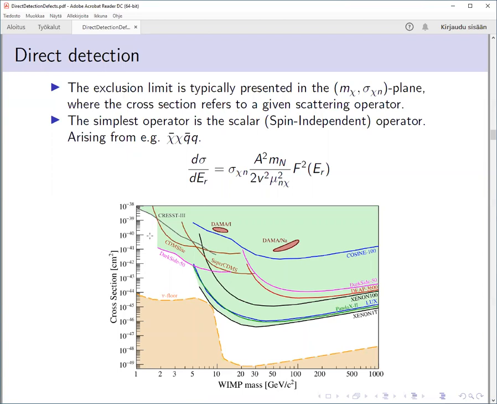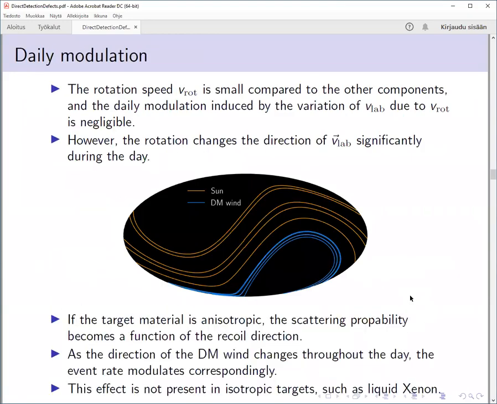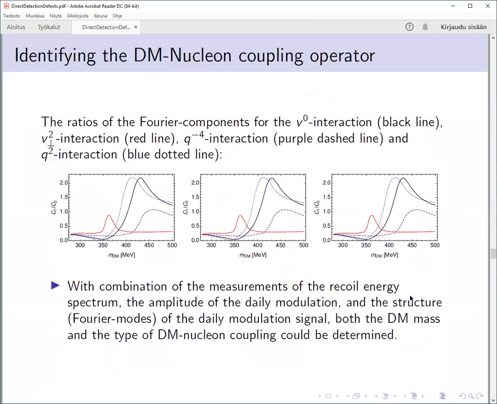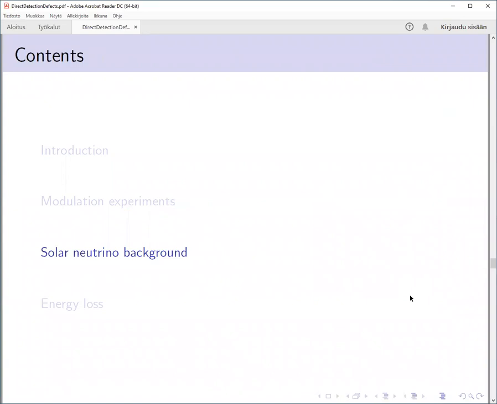So if the dark matter scattering rate happens to be higher than this, then you don't need so many tons of the experiment. Then you just don't worry about the solar neutrino background. But of course, it would still be a nice feature if you would be able to see this daily modulation, because it would be an unambiguous proof that the origin is indeed coming from the galaxy, because the phase would match what we expect.